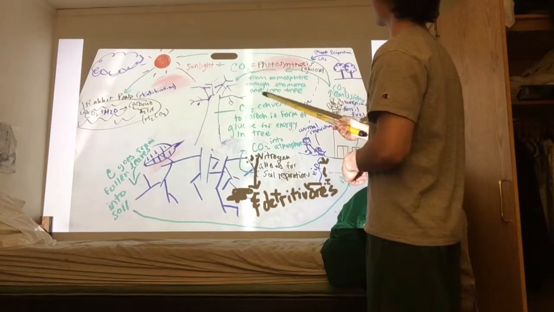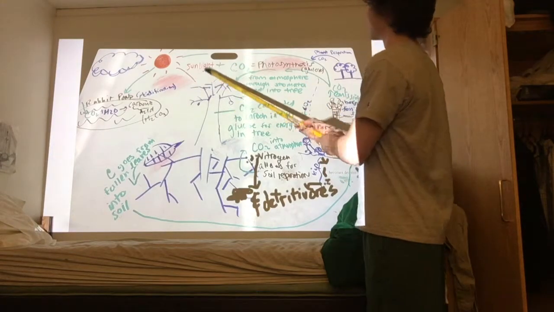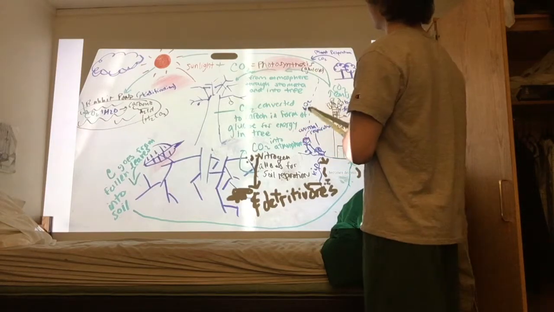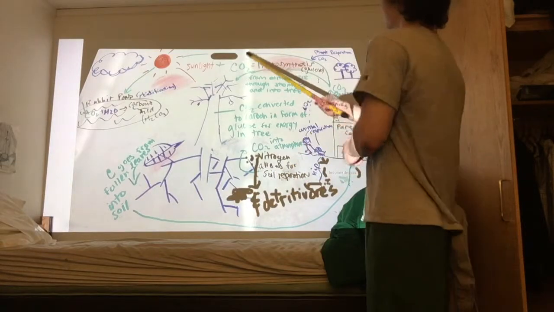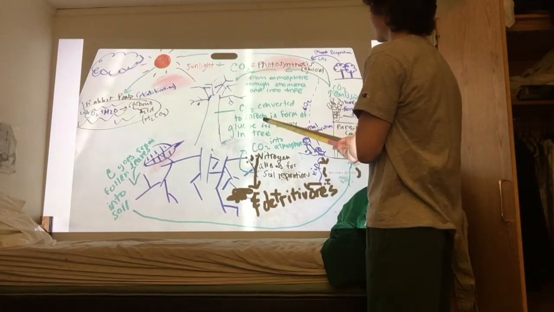So CO2 is where we're going to start. That's the carbon we're going to focus on to begin with. In photosynthesis, you obviously will need sunlight, CO2, as well as H2O to make glucose and oxygen. So this glucose that we're going to focus on is going to be absorbed in the plant. That CO2 is going to be converted into carbon in the form of glucose.